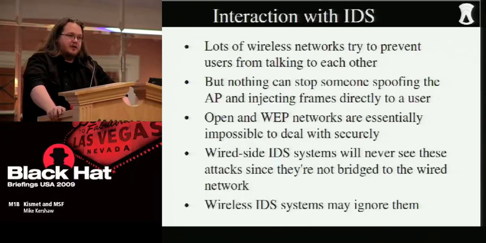Wired side IDS systems will never see these attacks because they're not bridged to the wired network. We're directly spoofing the AP to the user. The traffic will never hit the access point, it'll never hit the wired network. Some wireless IDS systems may also ignore them. It thinks it's coming from itself. They have to be pretty well aware of what's going on in the network to determine that the packet isn't coming from a legitimate AP.